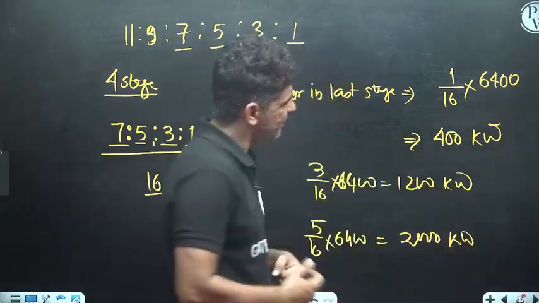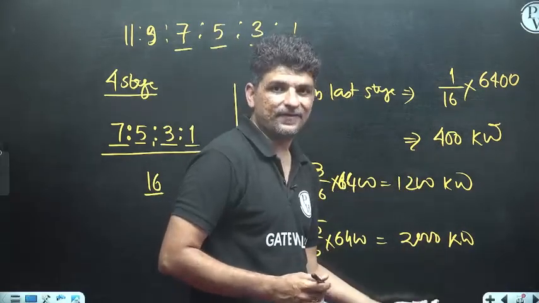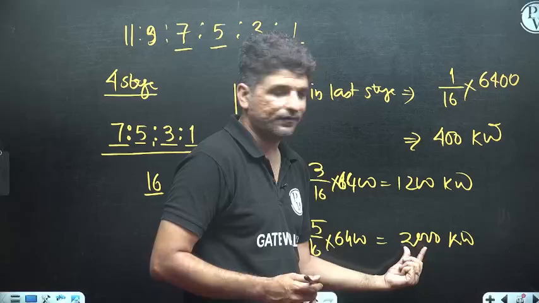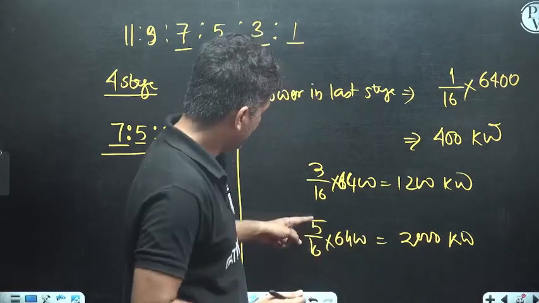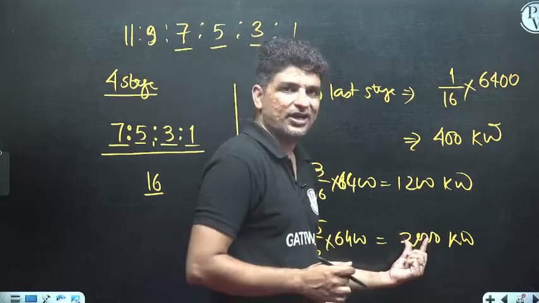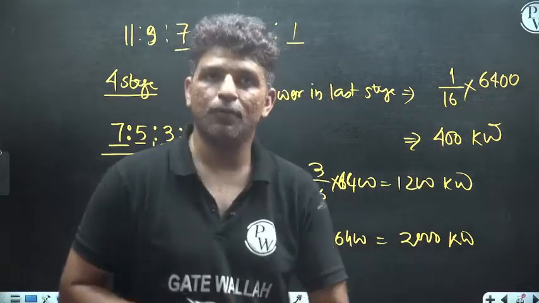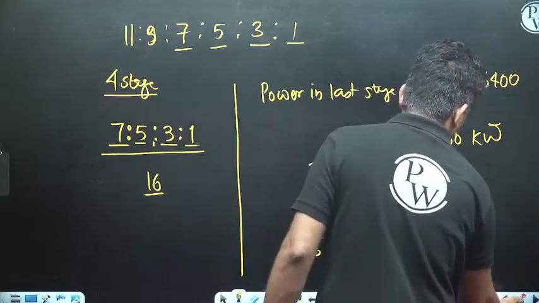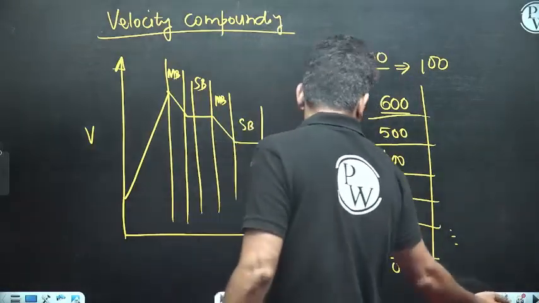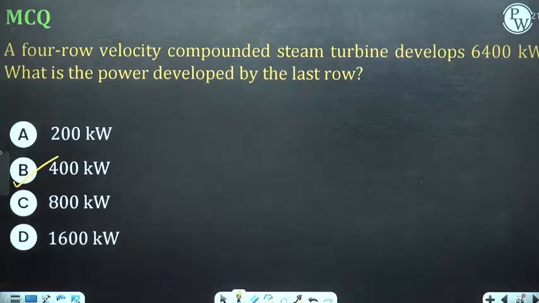So you see that the power developed is 400, 1200, 2000 and then 7 by 16 into 6400, which is 2800. So 2800 plus 2000 is 4800, plus 1200 is 6000, plus 400, 6400. So the total power developed will be equal to 6400 kilowatt. The power developed in the last stage will be 400 kilowatt.